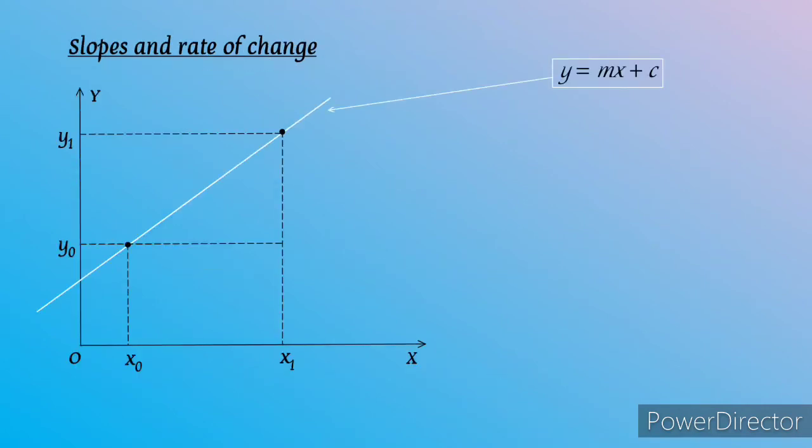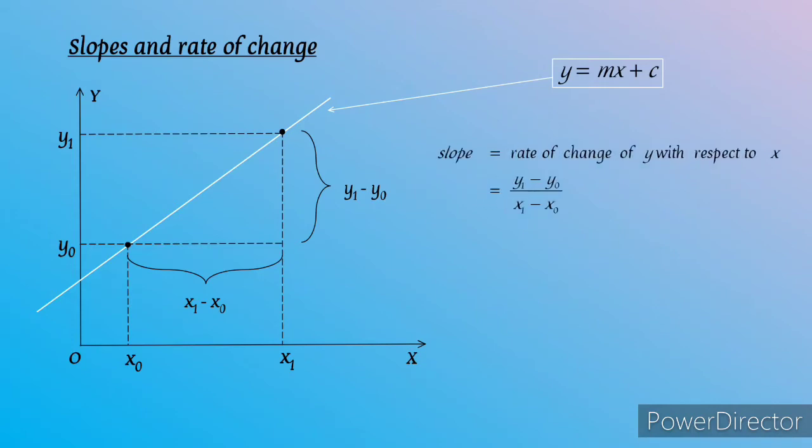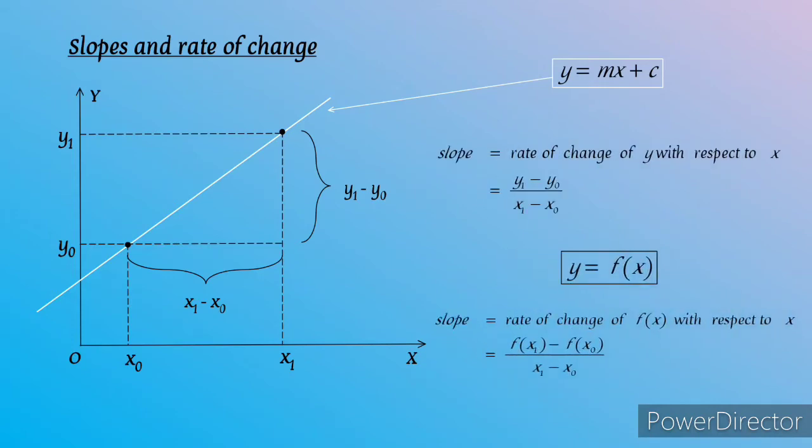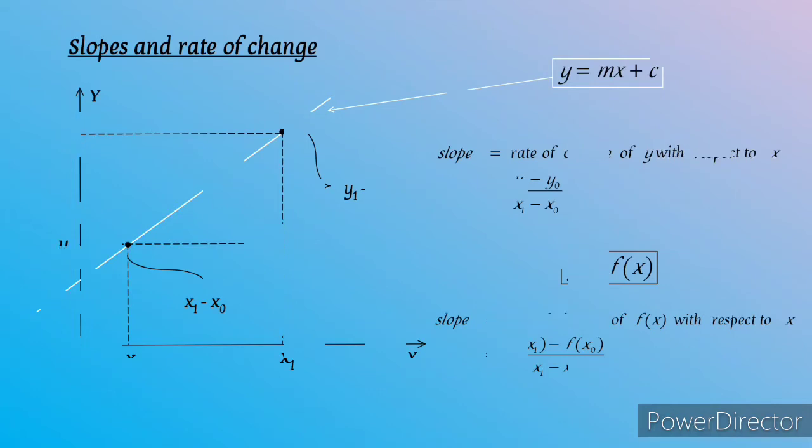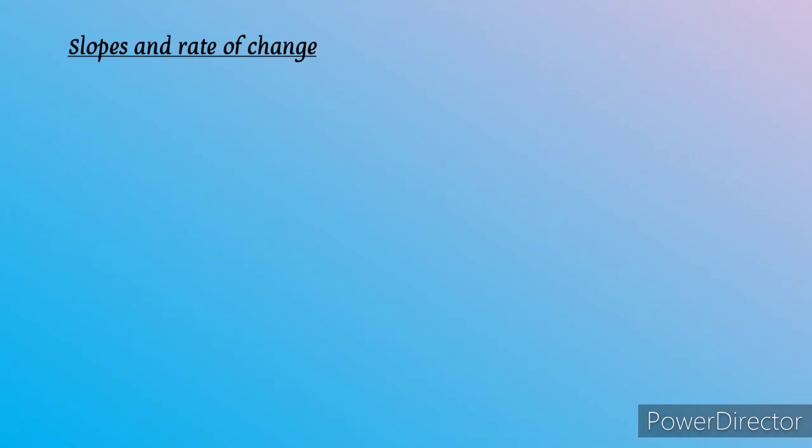If we consider the slope-intercept form of a non-vertical straight line, and consider the coordinates of any 2 points on the line, as shown in the figure, then the differences y1 minus y0 and x1 minus x0 are the change in y and x respectively. If y equals f of x, then the last equation gives the slope of the line, whenever f is a linear function. As we have seen earlier, the slope of a non-vertical straight line is constant, but it is not the case for any other arbitrary curve.